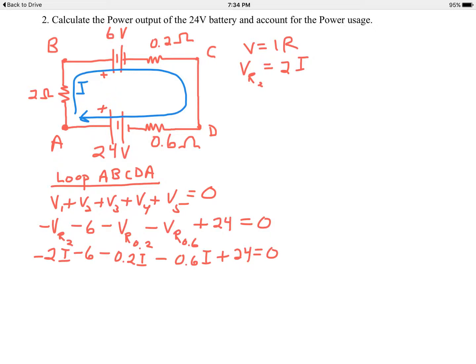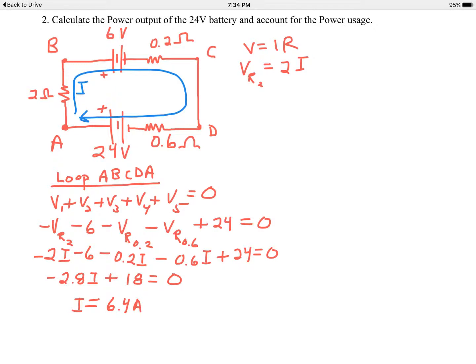And now you'll see you have a 5-term equation here on the left-hand side, with 3 similar terms that can be combined. The negative 2, the negative 0.2, negative 0.6 gives us negative 2.8I plus 18 equals 0. Combining the 24 minus the 6. Move the 18 over, divide by negative 2.8. You end up with the current in this circuit equal to 6.4 amps.